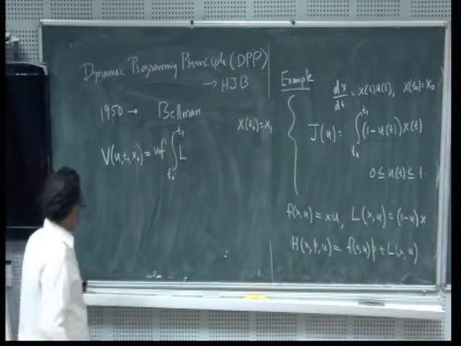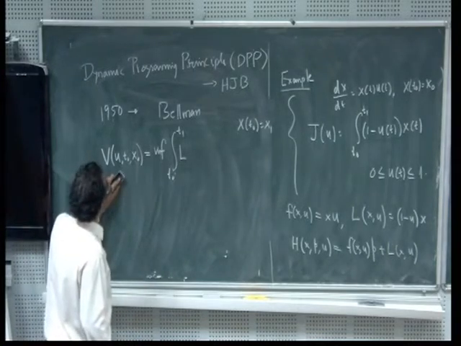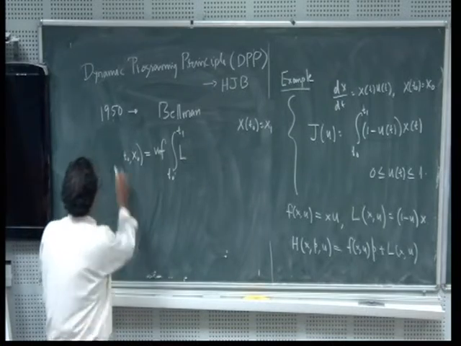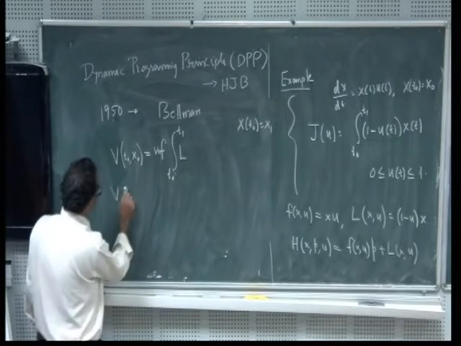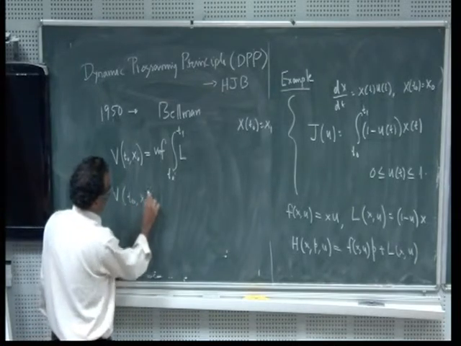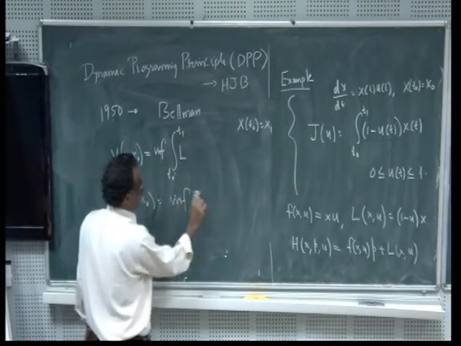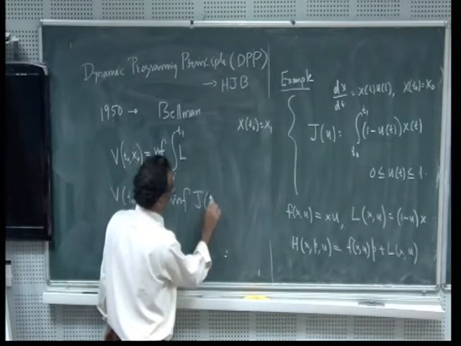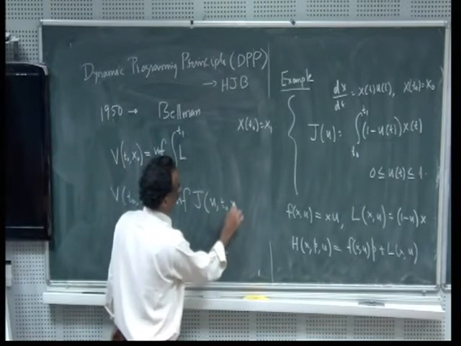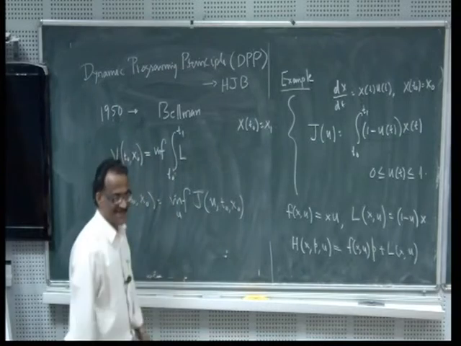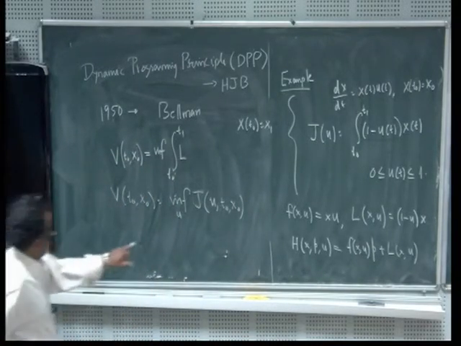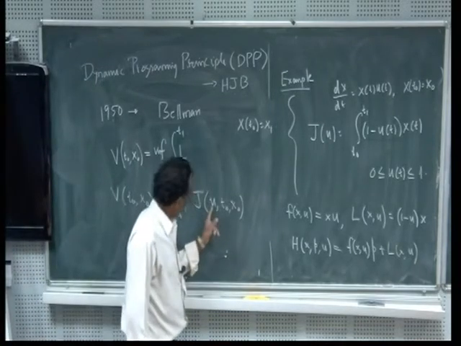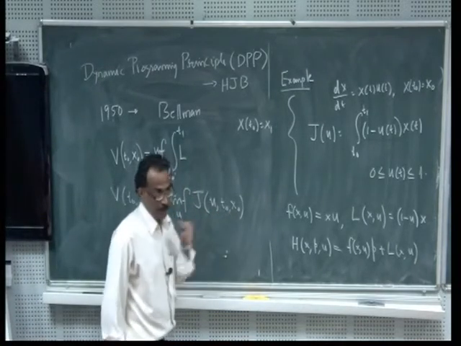It will not depend on you. Yeah, that's true. I just wrote J. That's fine. That's right. So the cost functional depends not only on the control, it also depends on the initial data.